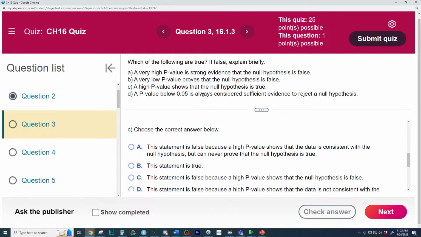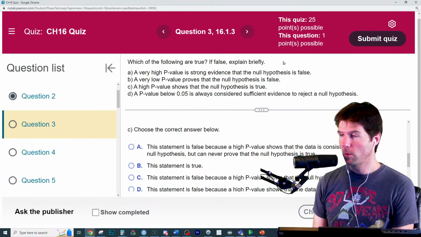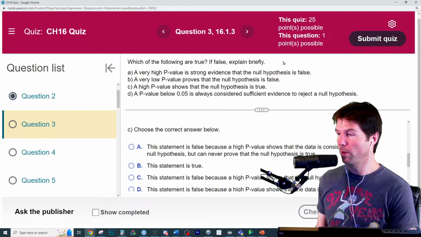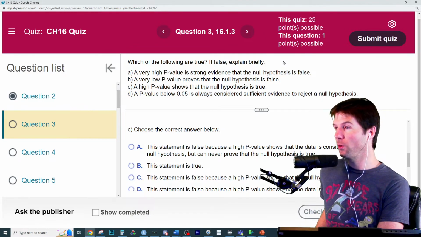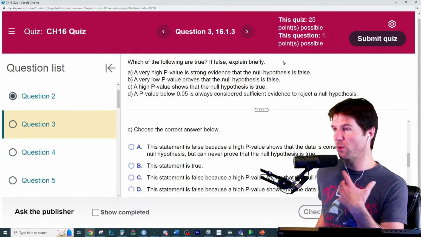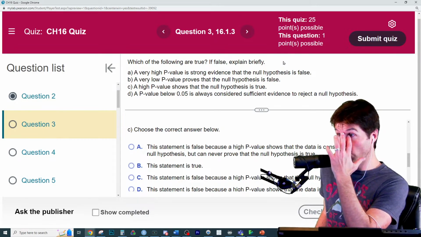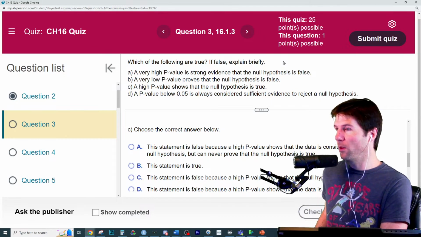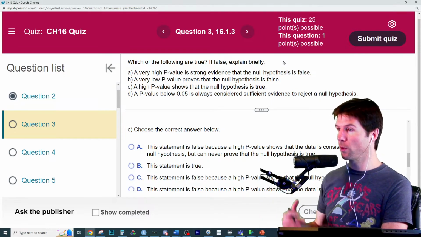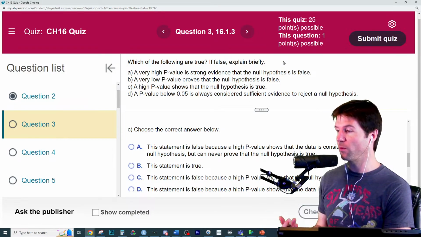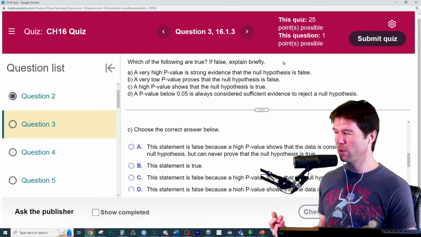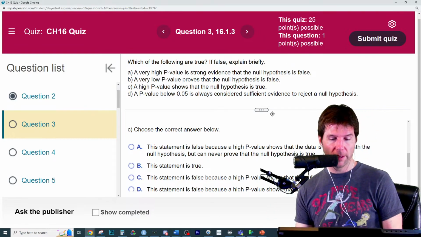A high p-value shows that the null hypothesis is true. No. We don't show the null is true. So, hey, Jesse, good to see you here. We're not going to show the null is true. Sometimes you'll say retain it, but we don't show the null is true. We either reject the null or we don't reject the null. We just say we didn't have reason. We failed to reject it, right? So we don't have reason to reject the null.